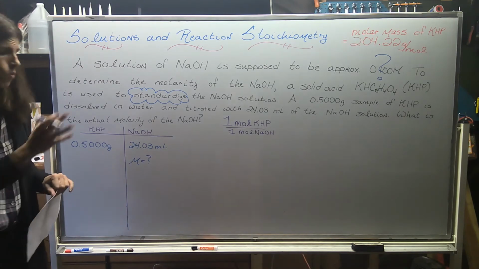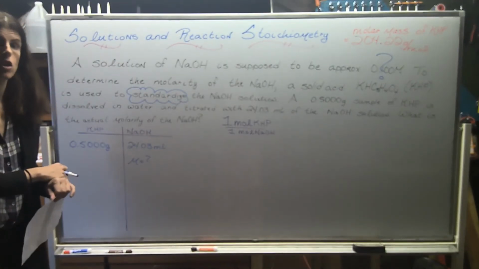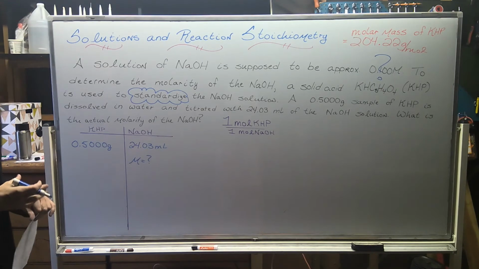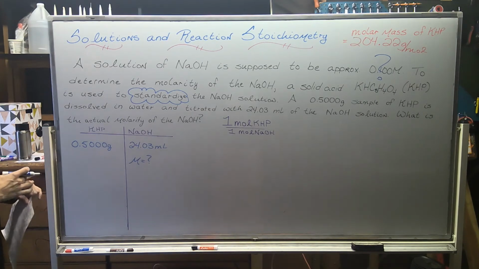Once I get my information in my T-chart, I always begin with the same question. Can I solve for moles on either side?